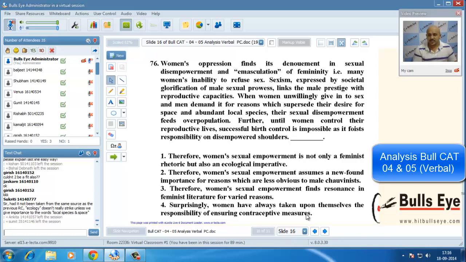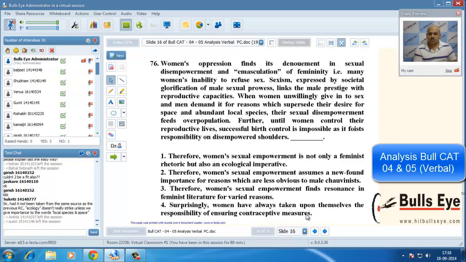I always recommend and I will continue recommending for verbal, try to eliminate answer options. Do not try to select. Generally, how do we solve a verbal ability question? So this is my standard dialogue. So I'm just repeating it. We read the question. We read the answer options and then one particular option, say for example in this case, option number 3, we are attracted to the option, we read it and feel, yes, this is the answer, okay?